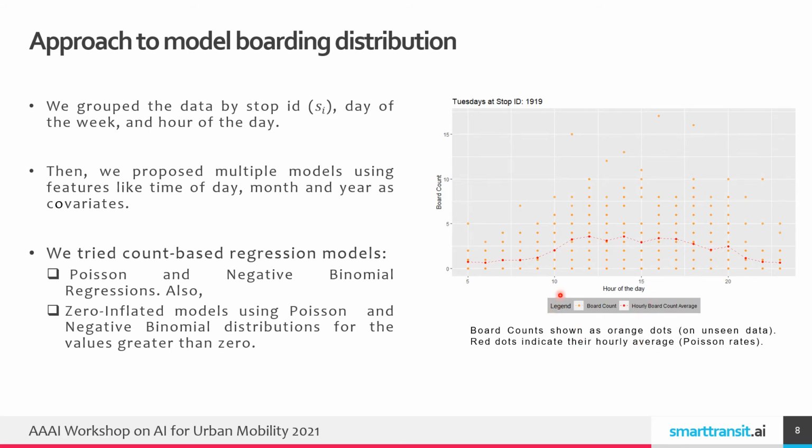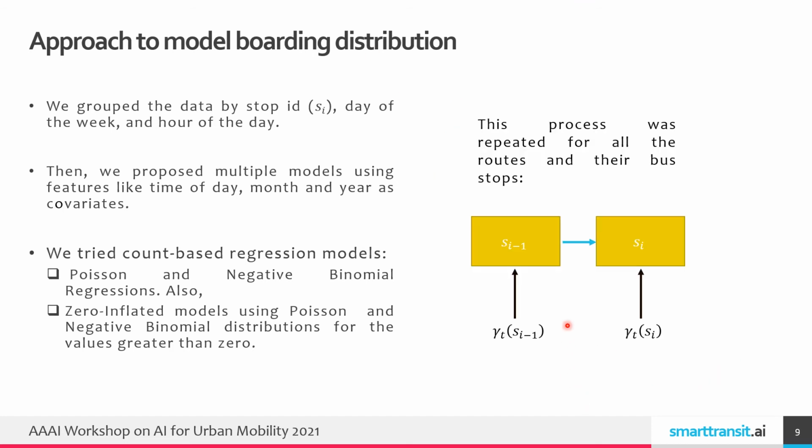In this figure, orange dots represent board count data. The red dots indicate their hourly average connected by a red dashed line. Then we predicted the board counts and their averages using the selected models. We repeated this process for all the routes and their bus stops.